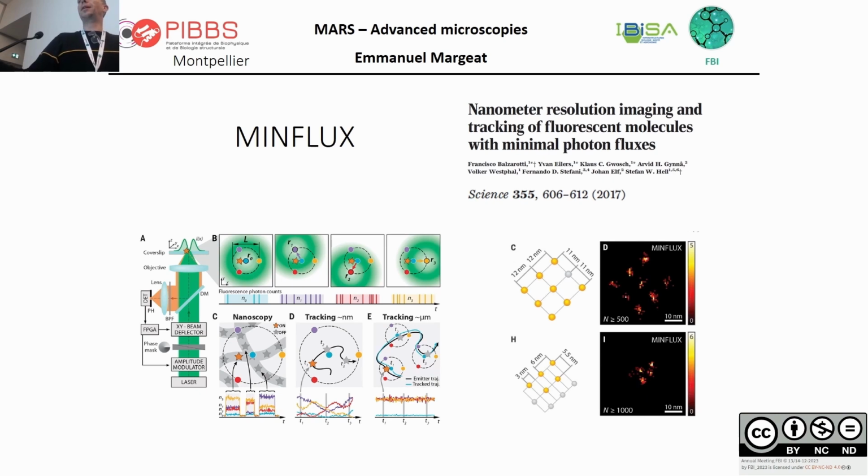you try to localize a single molecule, so it's a single molecule localization microscopy, by scanning this donut around your sample and recording the intensity that you get, basically at four positions. So it makes a triangle and the center. And from this, they can localize with a very high accuracy, basically down to the nanometer, single molecules.